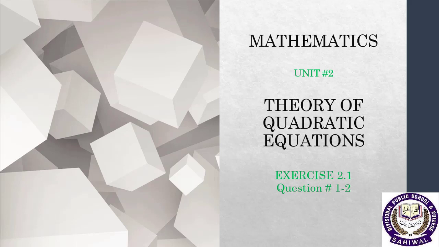Today we are going to start our second unit. It's about the theory of quadratic equations. In this chapter, we will discuss the nature of roots of the quadratic equations, their properties, the information we get from these roots, and about cube root of unity. Today, we are going to discuss exercise 2.1, questions number 1 and 2.